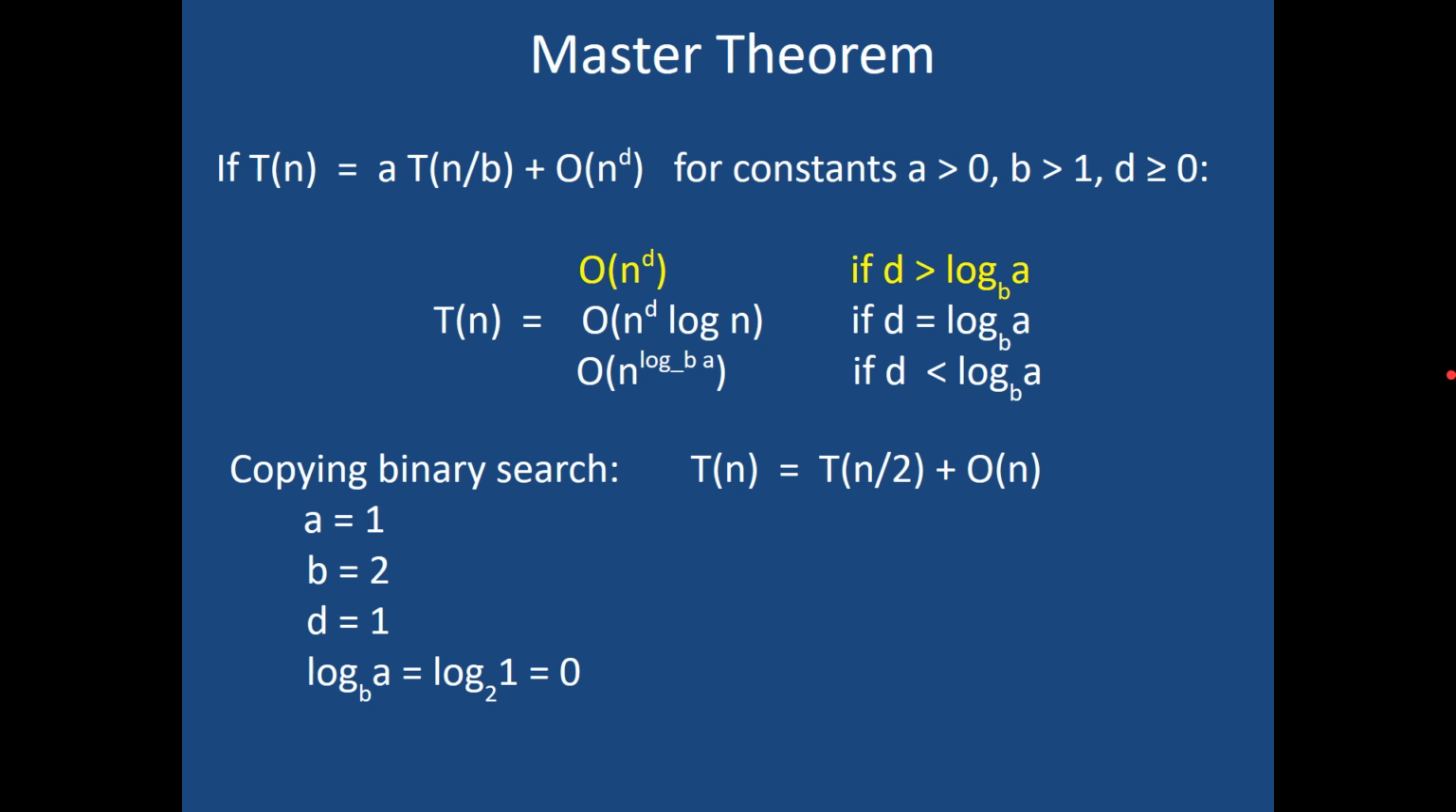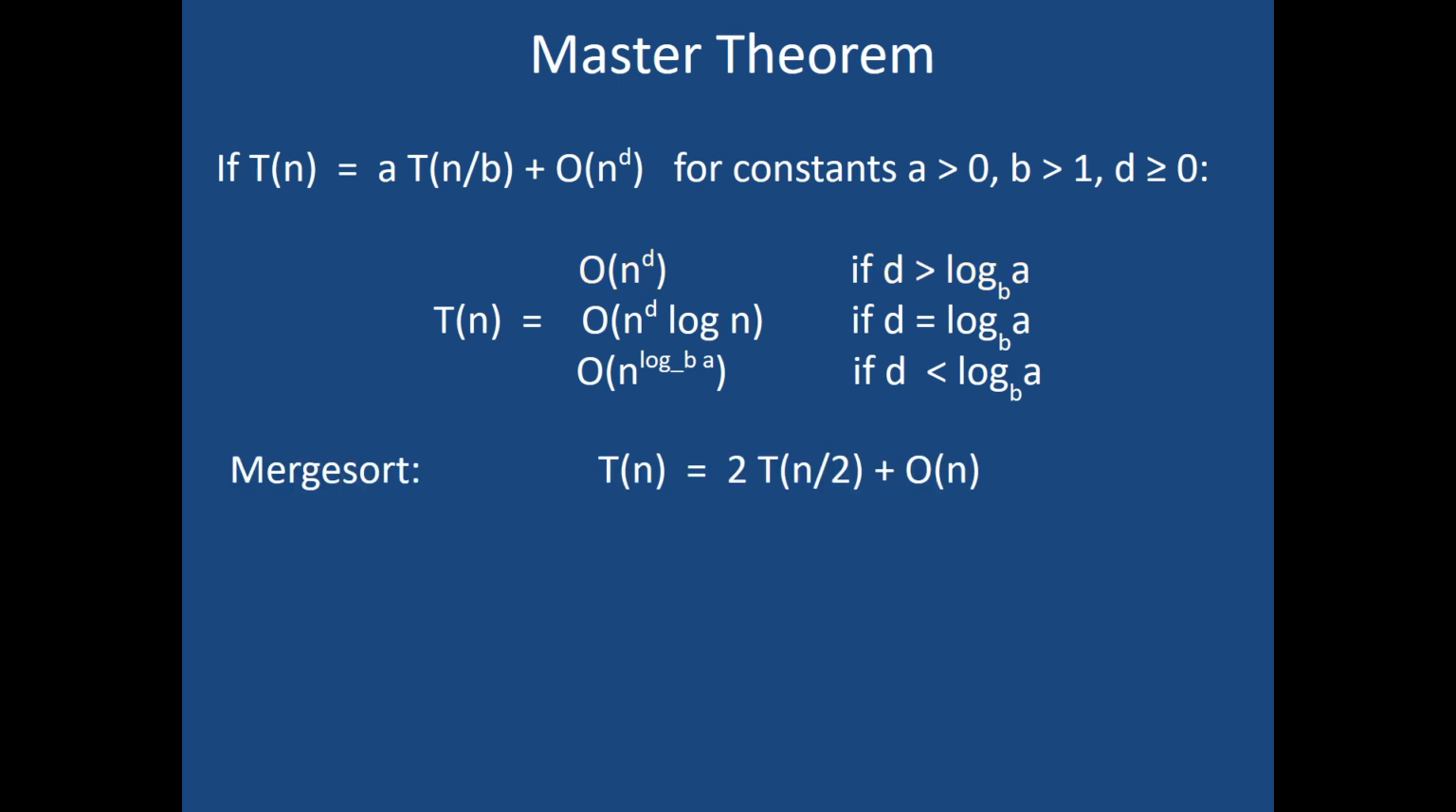And our answer is what? What's the bound on that recurrence right there? O of n to the 1, or O of n. Okay? So that's how you can figure out how complex your divide and conquer algorithms are by applying the master theorem. Let's try this again.